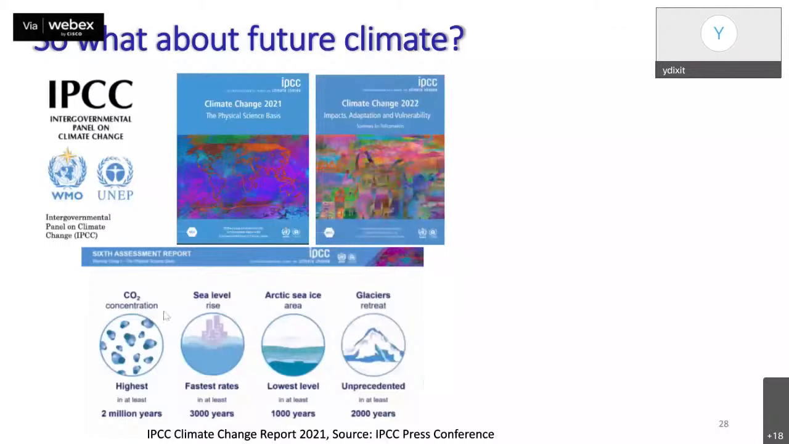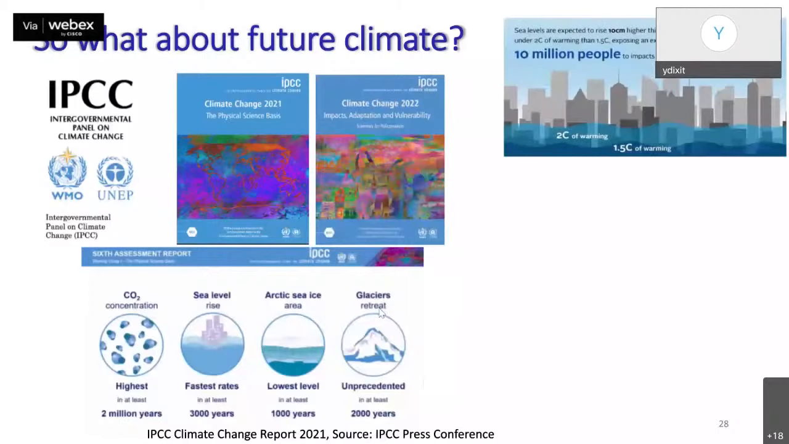If you look at the general report highlights, the CO2 concentration is the highest in the last 2 million years right now. The rate of sea level rise is the fastest at the moment in the last 3,000 years, and Arctic sea ice is also at its lowest. Similarly, glaciers are retreating at an unprecedented rate.